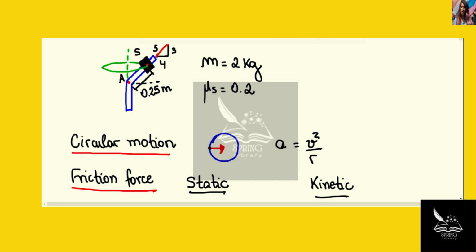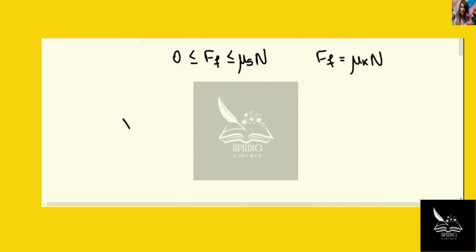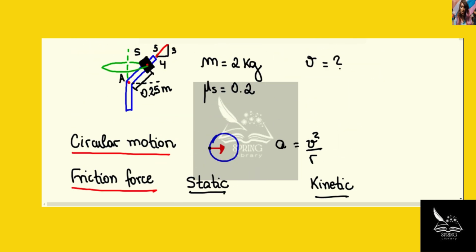Given this information, our goal is to find what is the maximum constant speed v that the spool can have so that it will not slip up the rod. Okay, so in order to solve this, what we need is to draw a force diagram on the spool. So this here is a spool. We have the normal force that the rod exerts on the spool. We also have the friction force, the static friction force, and so we do not want the spool to slip.